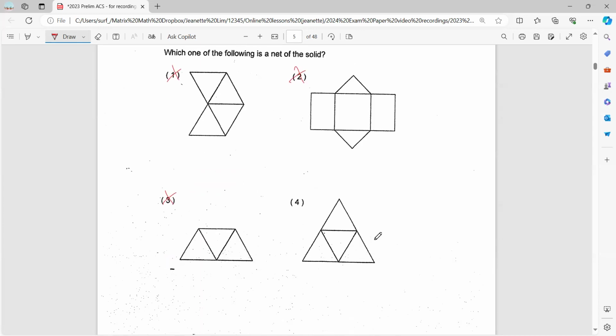Then look at option 4. This is the base, and then these are the 3 flaps that will fold upwards to create a triangular based pyramid. So option 4.